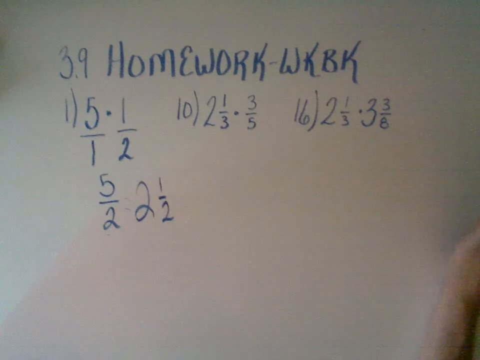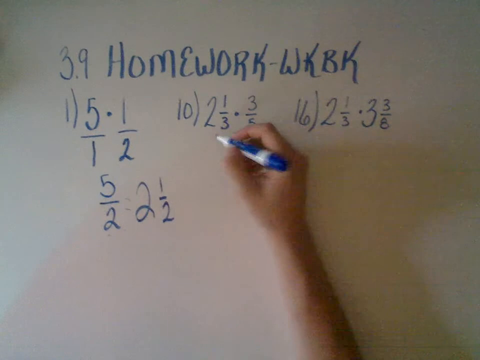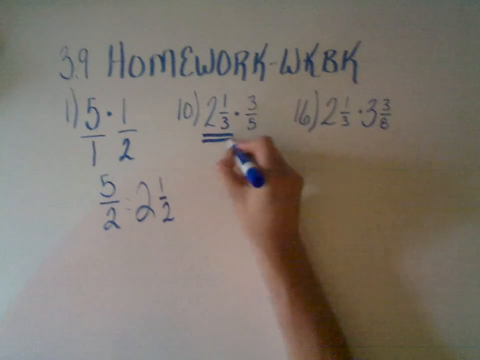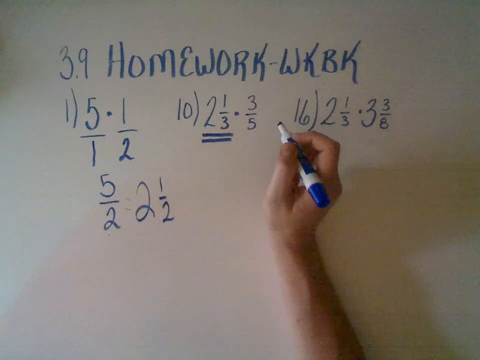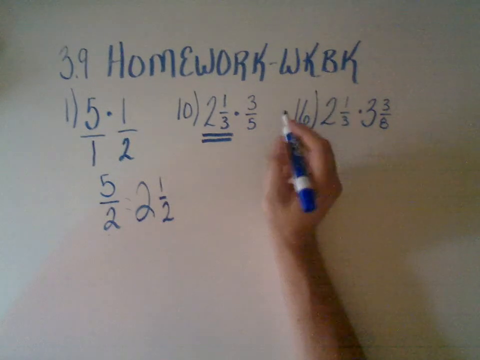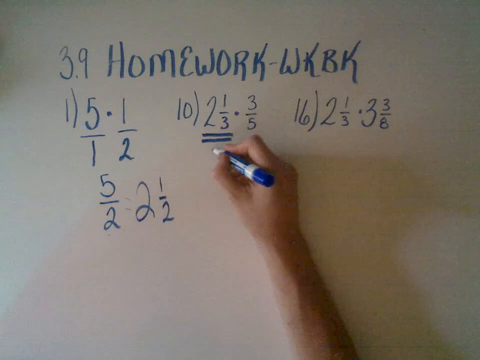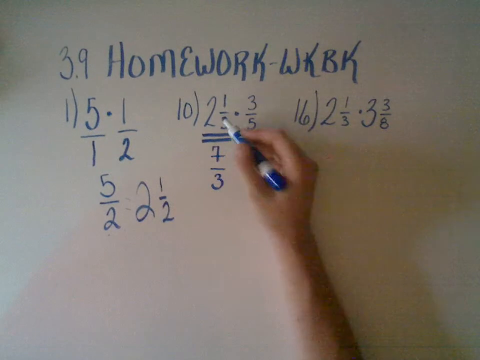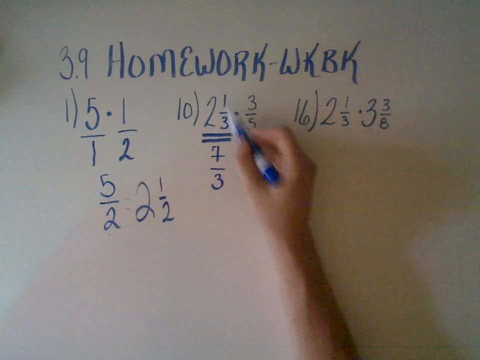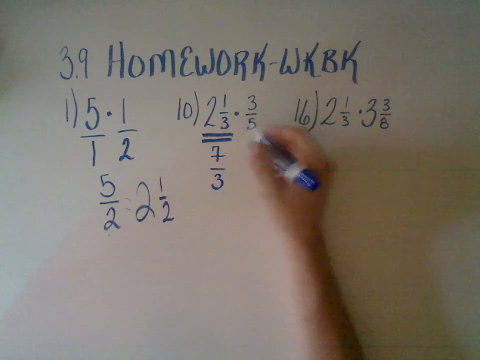Okay, number 10, 2 1/3 times 3/5. Okay, so what's wrong with this question is you do actually have a mixed number here, and there's really no way like adding and subtracting to do this in parts. So you got to do it all at once. So you're probably going to want to change this into an improper fraction. So that's of course going to be 7/3. 3 times 2 is 6 plus 1 is 7, and the denominator would stay 3.